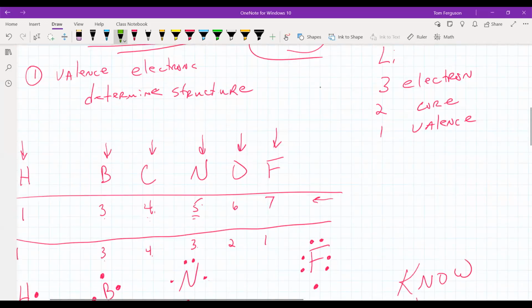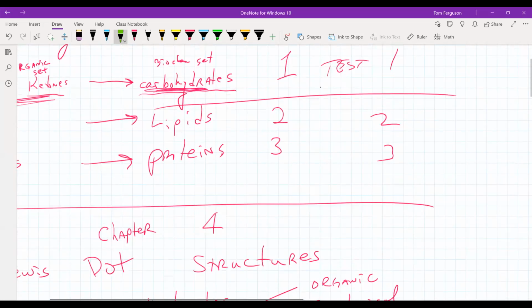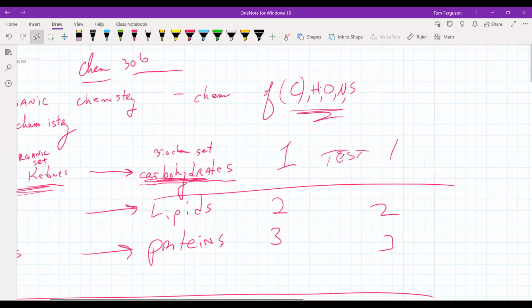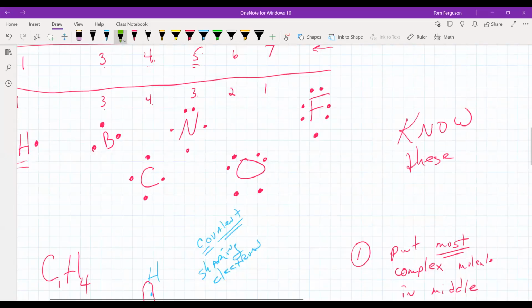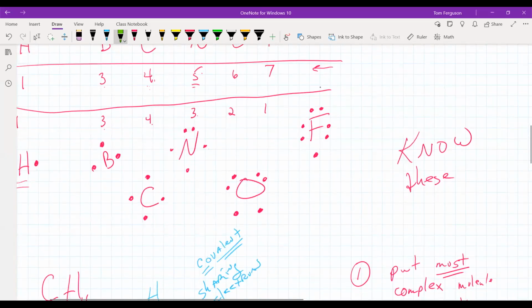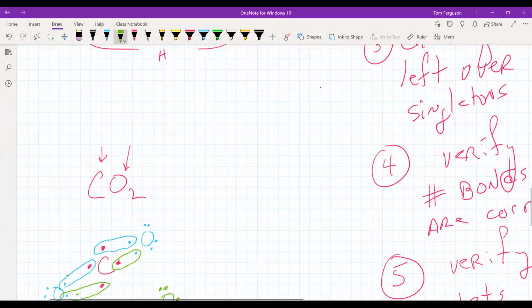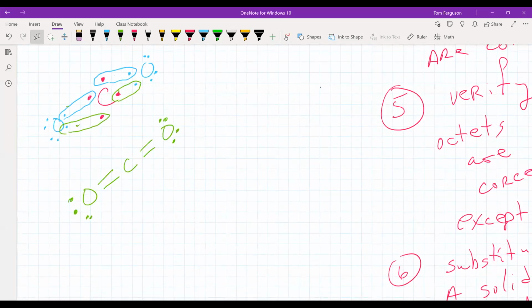Remember we talked about carbon, hydrogen, oxygen, nitrogen, sulfur. Okay? But boron does have 3 valence electrons. Was that your question, to do one with boron? Yeah, so let's not do one with boron.